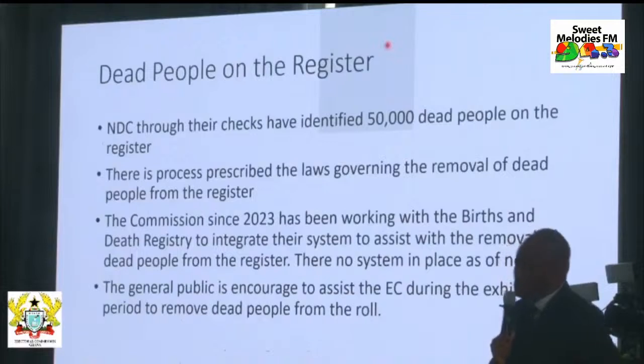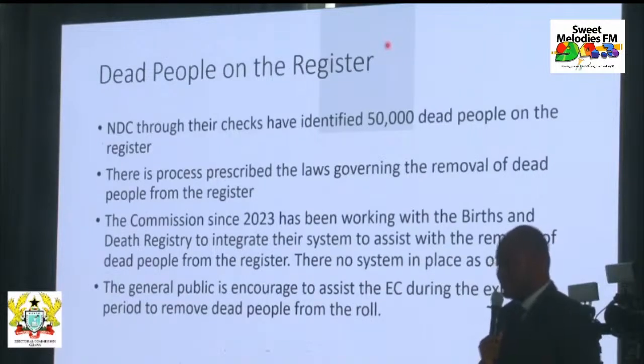The last issue that was brought up was an allegation, or let me not say an allegation, that the NDC had said that they had identified 50,000 dead people. It is important to note that there are processes governed by law that prescribe how to deal with these issues. The Electoral Commission on its own cannot go and start deleting people from the register just because it's been said that the person is dead.